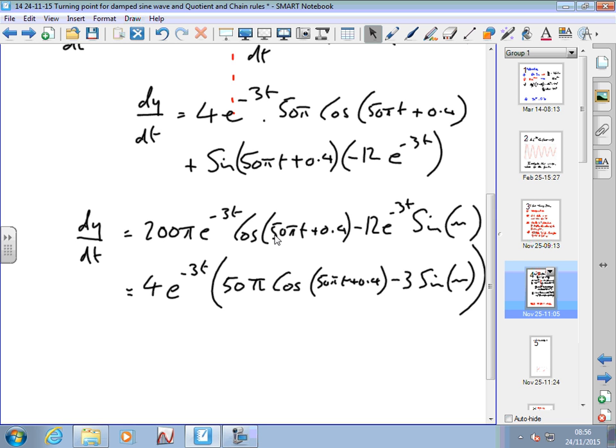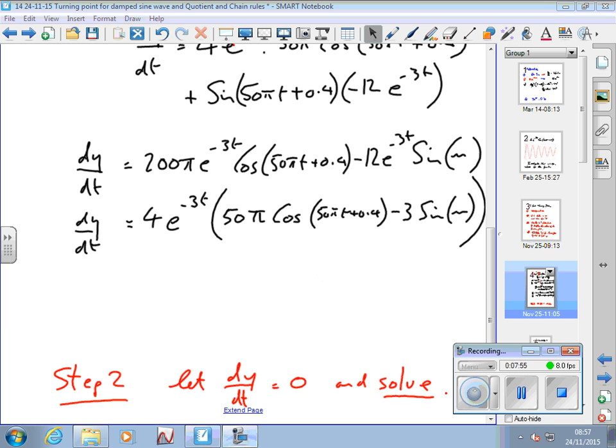So I've now differentiated it. And this is my differential function, dy by dt. The rate of change of the original function is given by this. So for any value for t, I could put that into this function and work out what the rate of change of that function is at that point. The gradient, in other words.